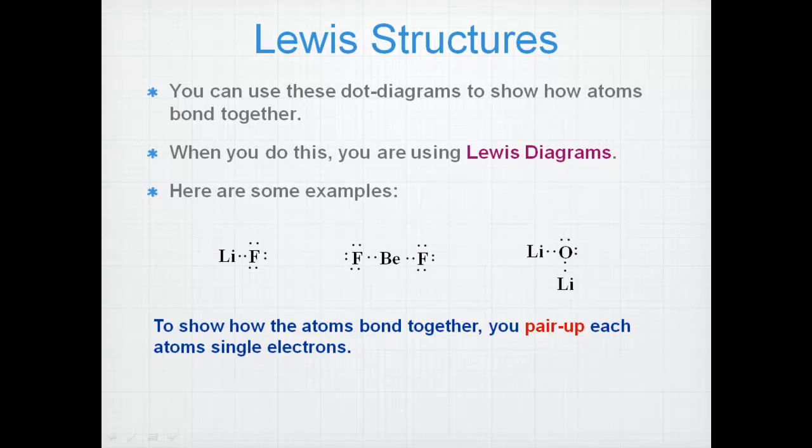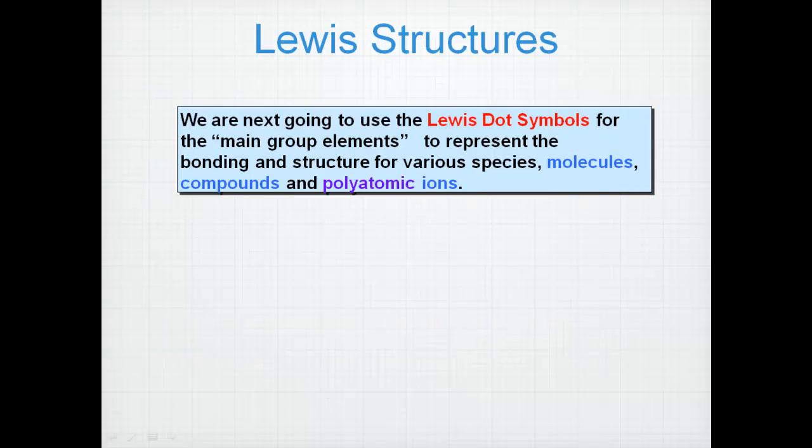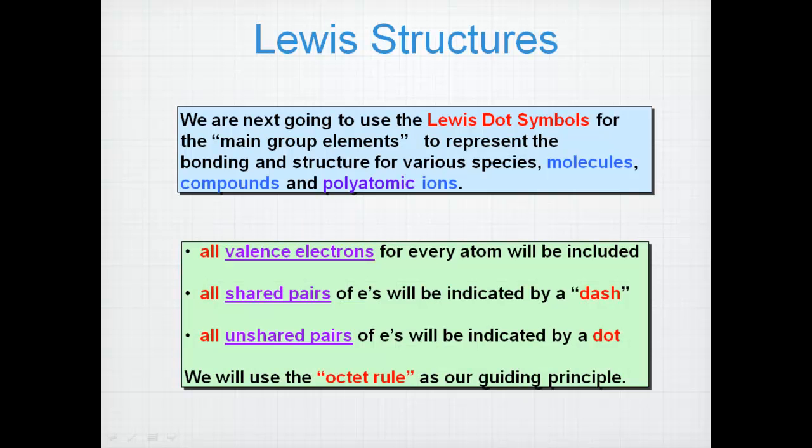To show how the electrons bond together, you pair each atom's single electrons. We are next going to use the Lewis dot symbols for the main group elements to represent the bonding and structure for various species, molecules, compounds, and polyatomic ions. Some things you need to keep in mind is that all valence electrons from every atom will be included. All shared pairs of electrons will be indicated by a dash. All unshared pairs of electrons will be indicated by a dot. We will use the octet rule as our guiding principle.